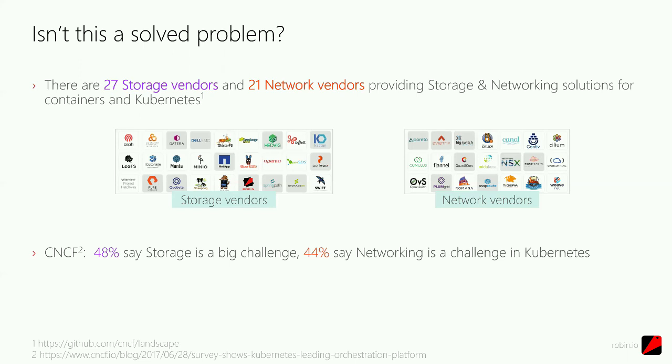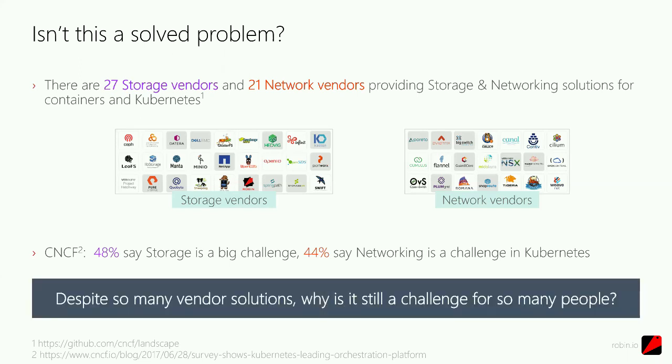Now, there was a survey done by CNCF, essentially to find out what are the most complex challenges people face with Kubernetes today. Despite so many vendors providing storage and networking, 48% of the respondents said that storage is still a very big challenge, and almost a similar number said networking is still a big challenge. So the question is, why is it that with so much vendor support, it's still difficult for many people to run complex stateful workloads on Kubernetes?